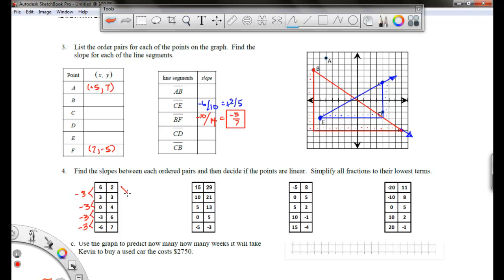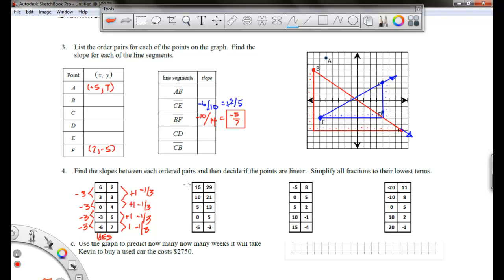So now let's do this side. That goes up by 1. That goes up by 1. That goes up by 1. And that goes up by 1. So the slope between these 2 points is a negative 1 over 3. A negative 1 over 3, and a negative 1 over 3 again. So if all the points here in this table have the same slope, it means they are linear. So here you would write yes.